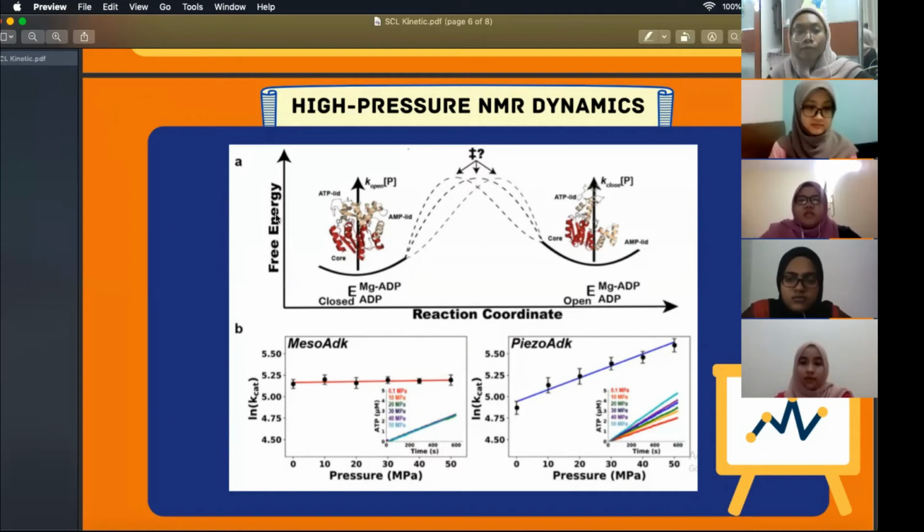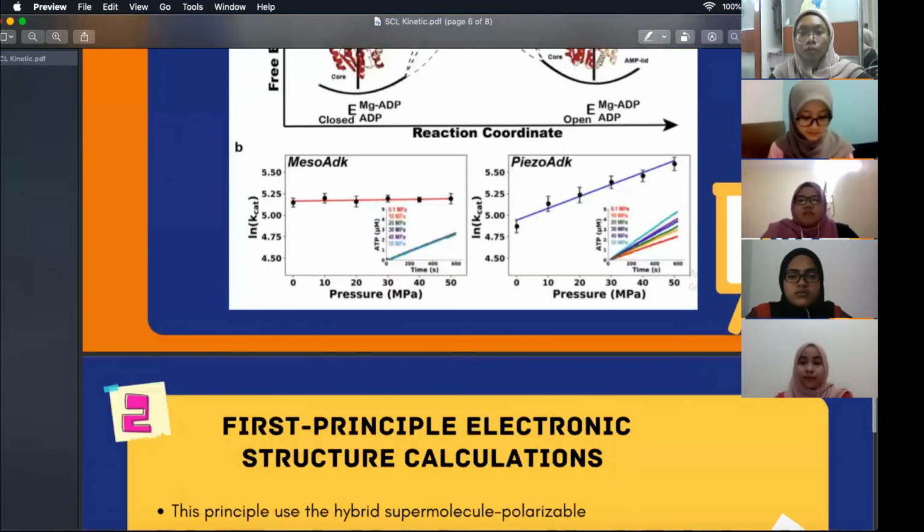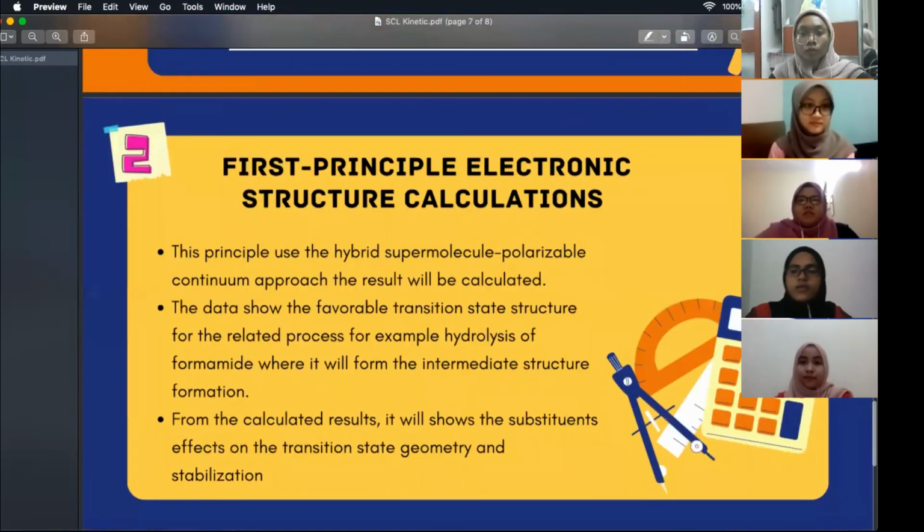So for the graph for A, we modified, we put meso ADK into the piezo ADK in order to generate a new modified enzyme. So that's all for high pressure NMR dynamics. Next, I will pass to Aisha about the second technique.